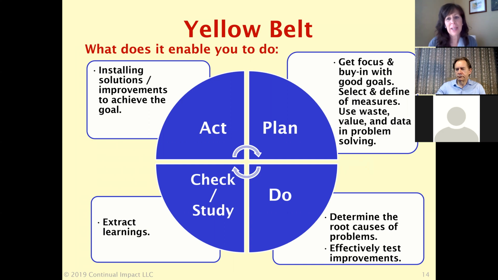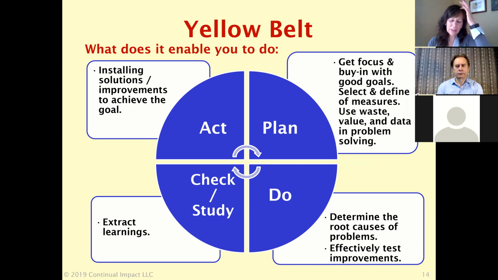What you get in yellow belt is, I'll start at the top right in the plan. You learn how to get people focused and buy-in on a problem by establishing a good goal statement. You'll learn how to select, define, and use measures. Sometimes measures scare people off, or it's too much, or I don't know where to start. So we'll work through how to select, define, and use good measures. And then we'll get you into using the waste that we talked about in the white belt for problem solving.